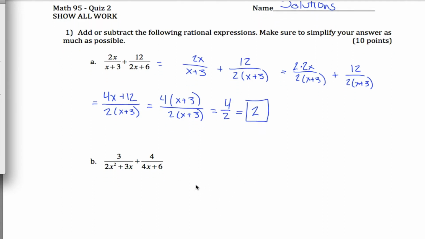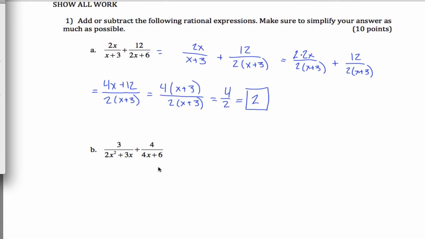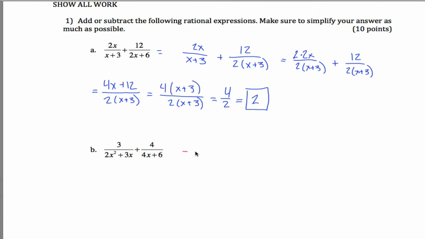How about this one? Kind of the same idea. You look at it, it's hard to tell what the least common denominator is. But if we factor, I get 3 over 2x squared plus 3x. Greatest common factor, they both have an x in them. Pull out that x and you're left with 2x plus 3. What about 4x plus 6? They don't both have an x in them, but they both do have a 2 in them. So I can factor out that 2, and I'd be left with 2x plus 3.